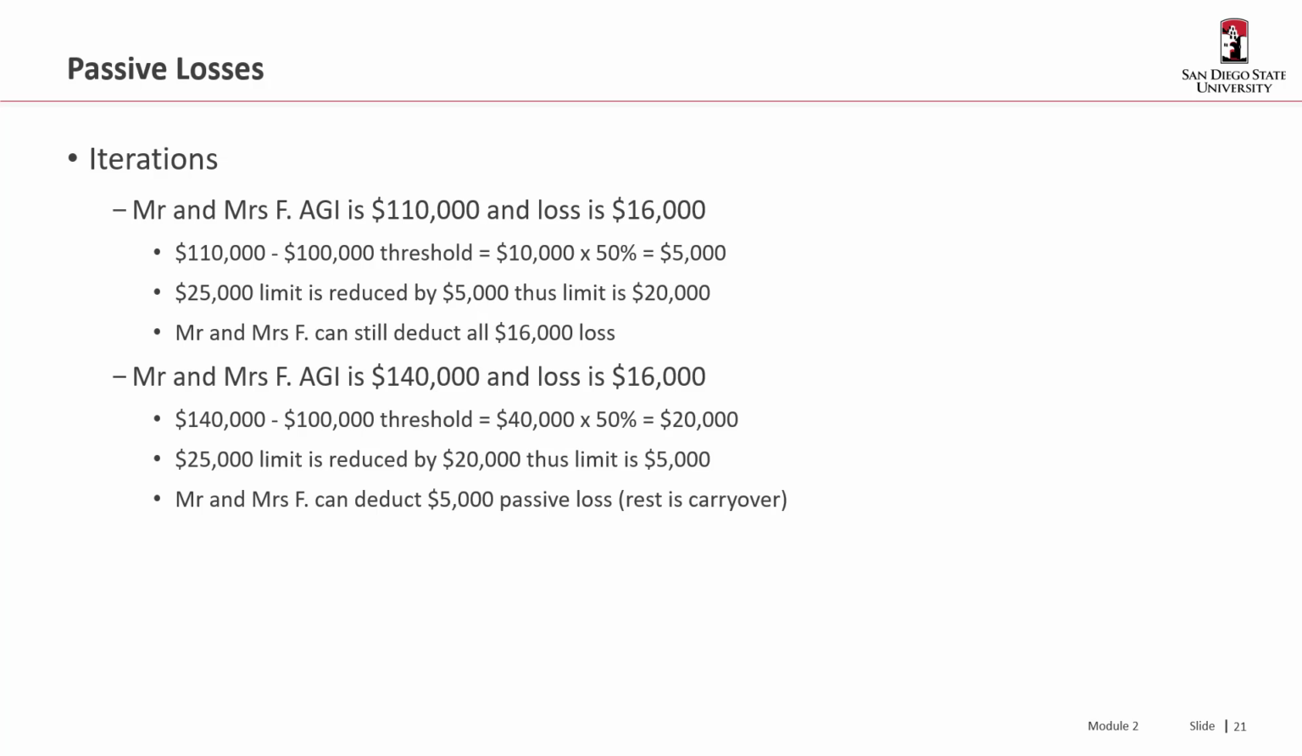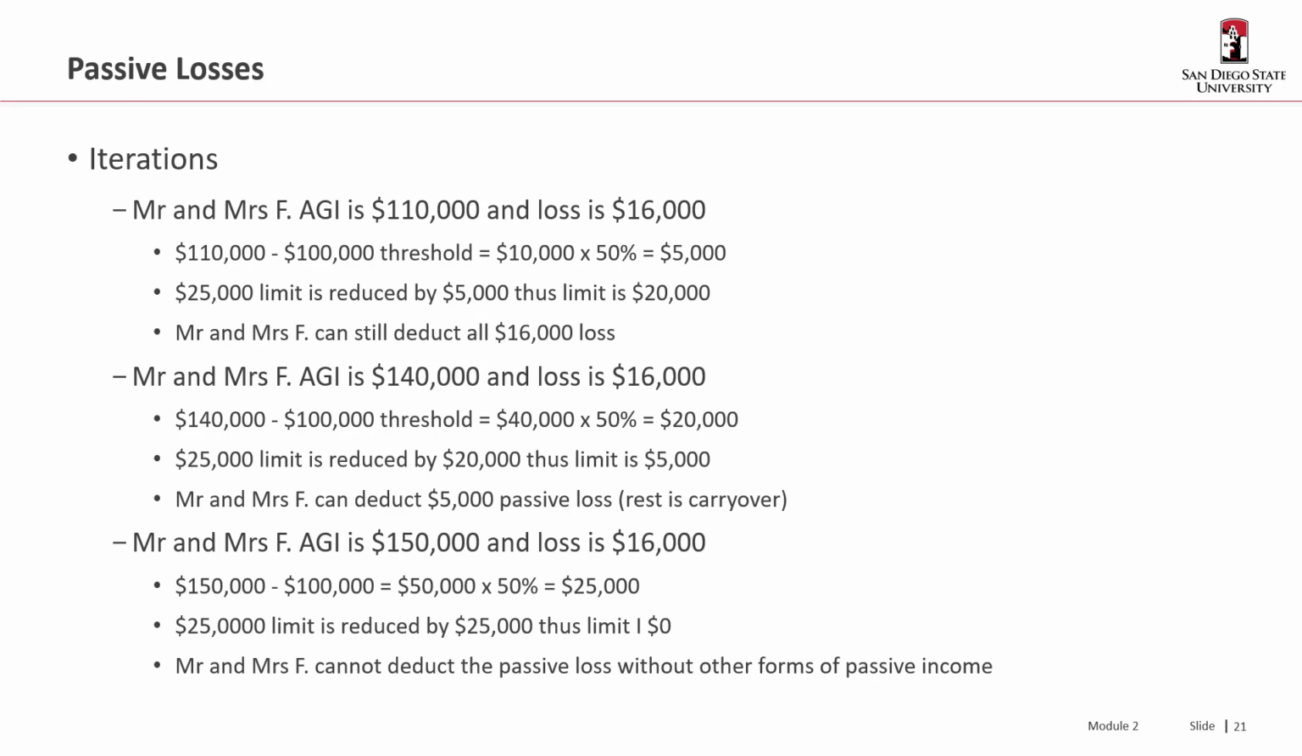In our next iteration, Mr. and Mrs. F's AGI is $140,000. Okay, so now they're $40,000 over the threshold. 40,000 times 50% is a $20,000 phase out. $25,000 limit reduced by $20,000 means their new limit is only $5,000. Well, their loss is $16,000, but they can only deduct $5,000 of that loss. What happens to the other $11,000? The rest is carried forward. It has to be carried forward to be used against other forms of passive income in the future.